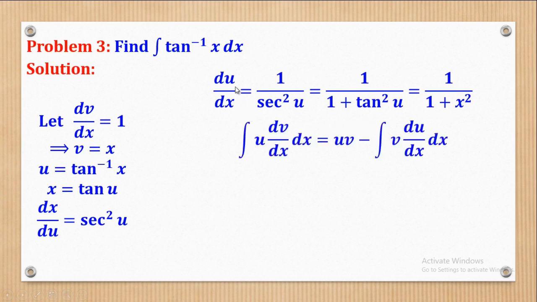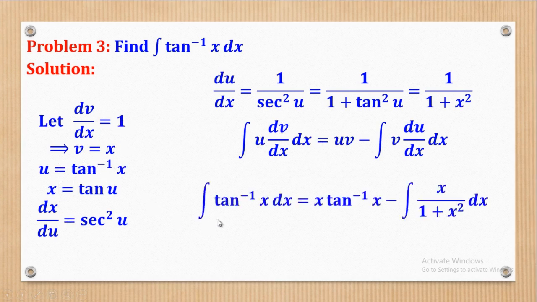From there, now that I've got du dx, I'll substitute in my expression for integration by parts. u is here and dv dx is this. When I multiply the two, I come up with the given integral of arctan x, and it will be equal to uv. Now u is arctan x and v is x. So when I multiply the two, I come up with x arctan x minus the integral of v du dx.